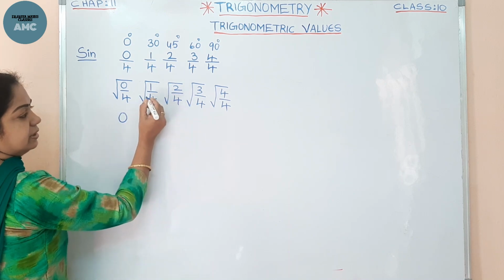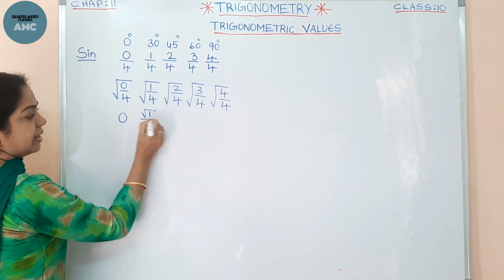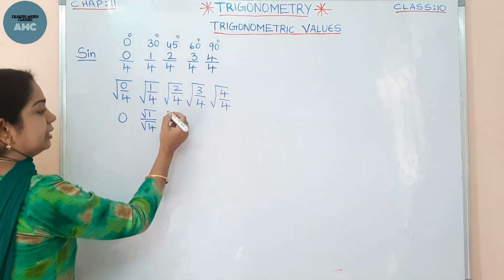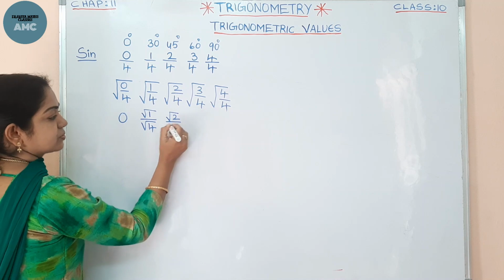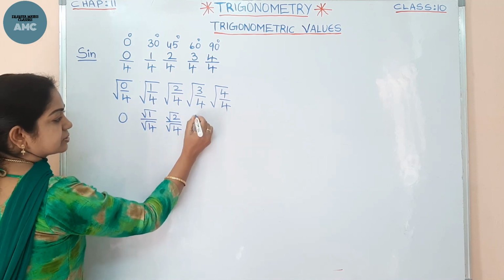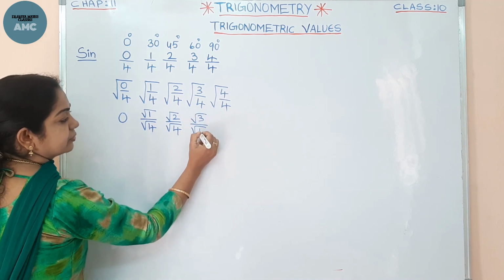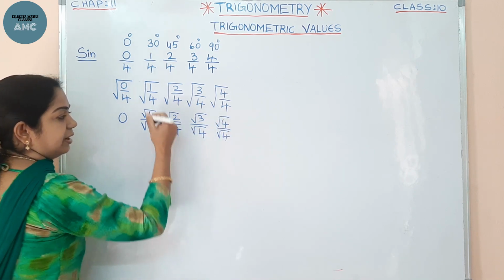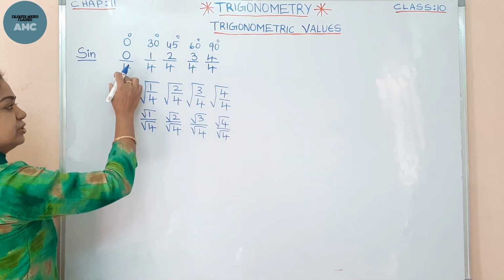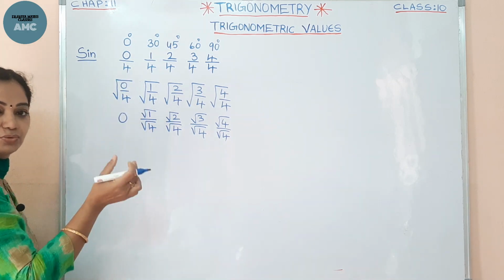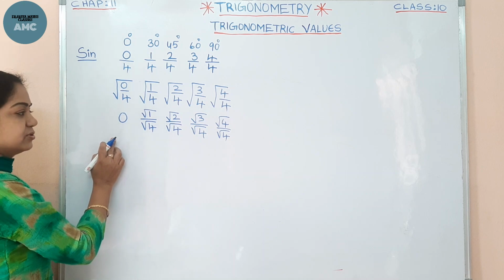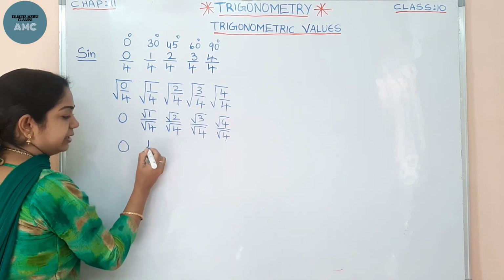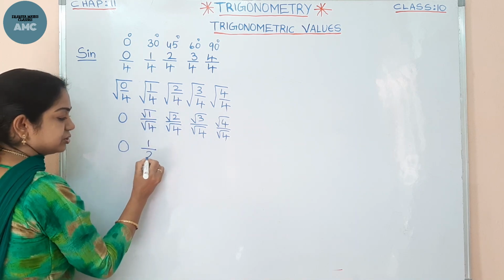Now here we can write it as square root of 1 by square root of 4. We can divide the square roots. Also square root of 2 by square root of 4, square root of 3 by square root of 4, and square root of 4 by square root of 4. Square root of 0 by square root of 4: square root of 4 is 2, and 0 by 2 is 0 again. Square root of 1 is 1, whereas square root of 4 is 2.